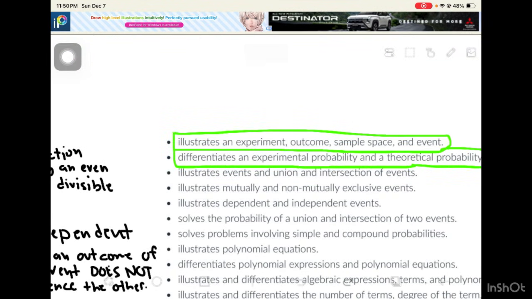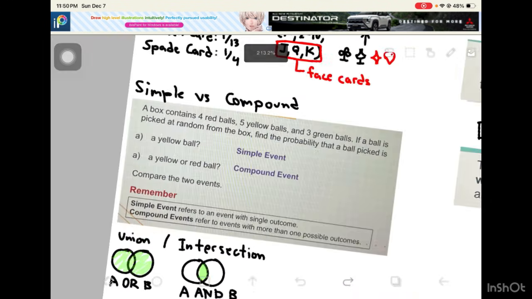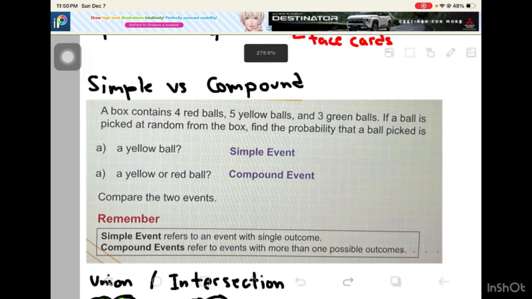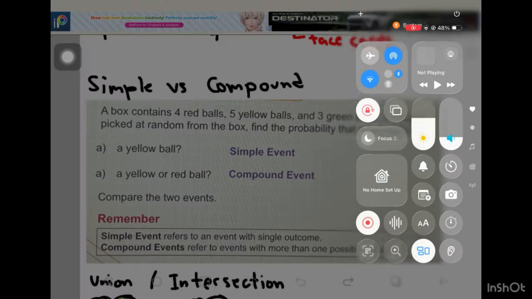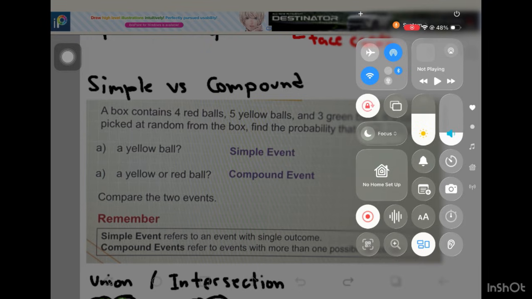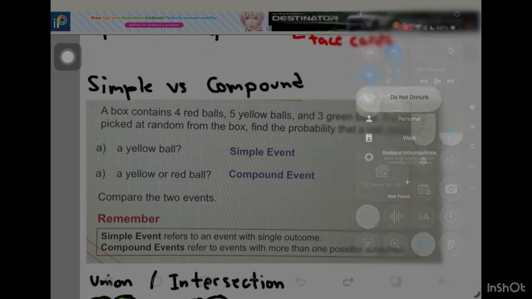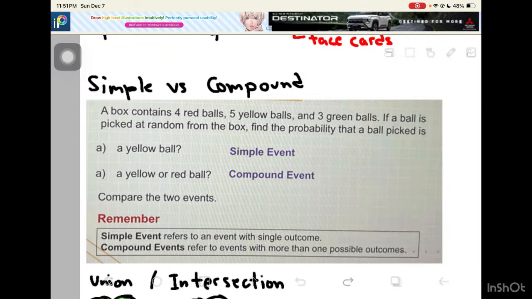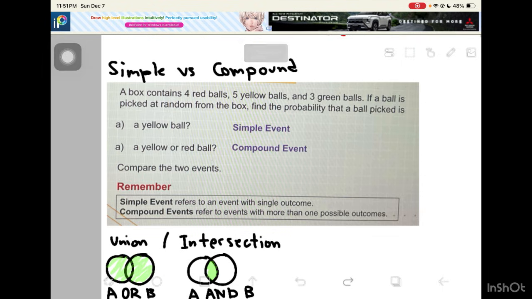Okay, I just realized there's no simple and compound events, but it's probably going to pop up. So let's just cover it to be sure. Simple versus compound events. Let's consider this example. A box contains 4 red balls, 5 yellow balls, and 3 green balls. If a ball is picked at random from the box, find the probability that the ball picked is a yellow ball, and a yellow or red ball.